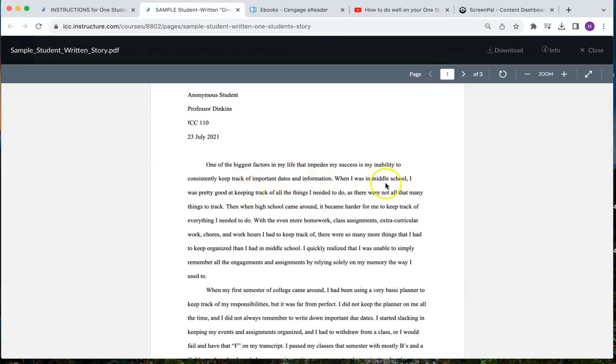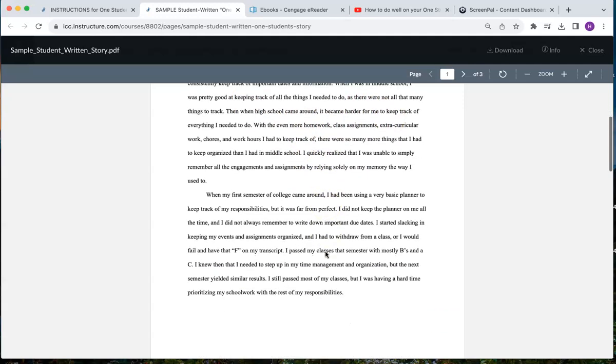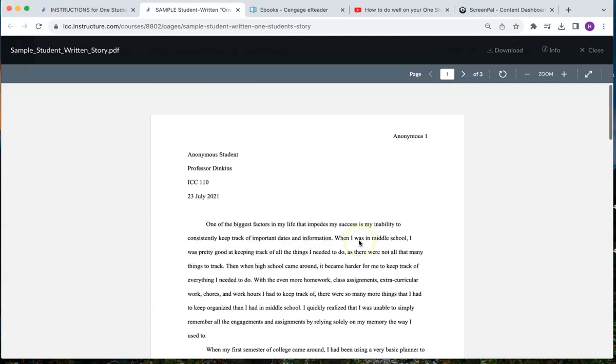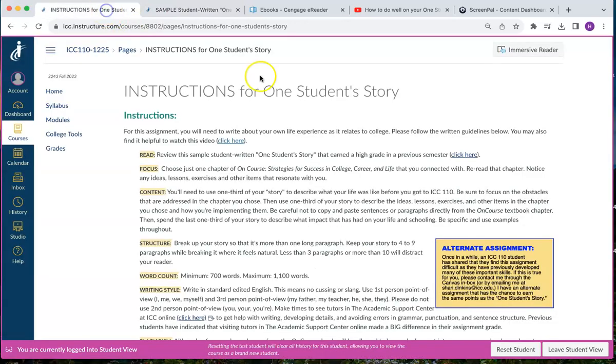history also describes that she was good at keeping track, and then she started to lose track, and she couldn't. She had a planner and didn't use it. And she also talks about specifically how this kind of impacted her. So specifics are really important in this assignment. So let's go back to the instructions.